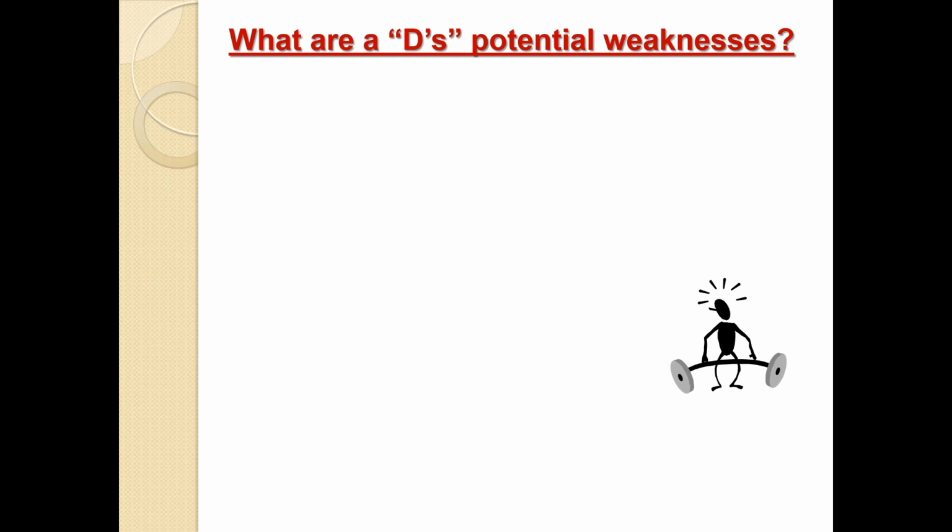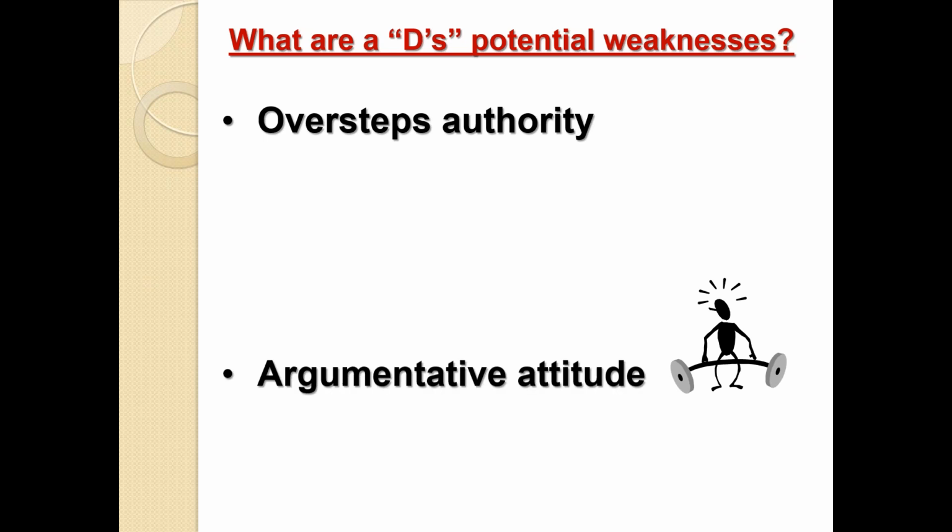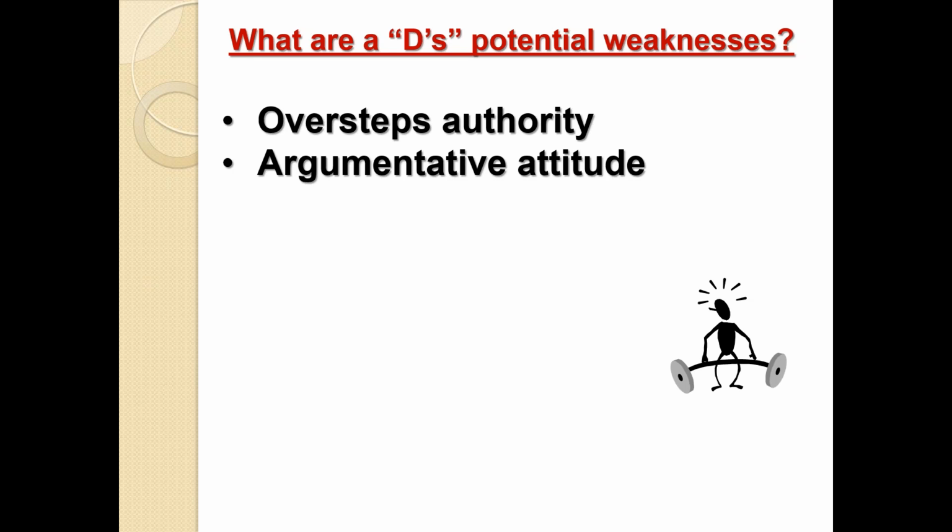But Ds, obviously, with all those great traits, they have a lot of weaknesses, as do all personality styles. So what are the weaknesses of a D? They overstep authority. So sometimes, even though they're not supposed to do something, they do it anyhow. They can argue a little bit, or a lot of it. They don't like routine. They don't like the mundane. Why? Because they change often.